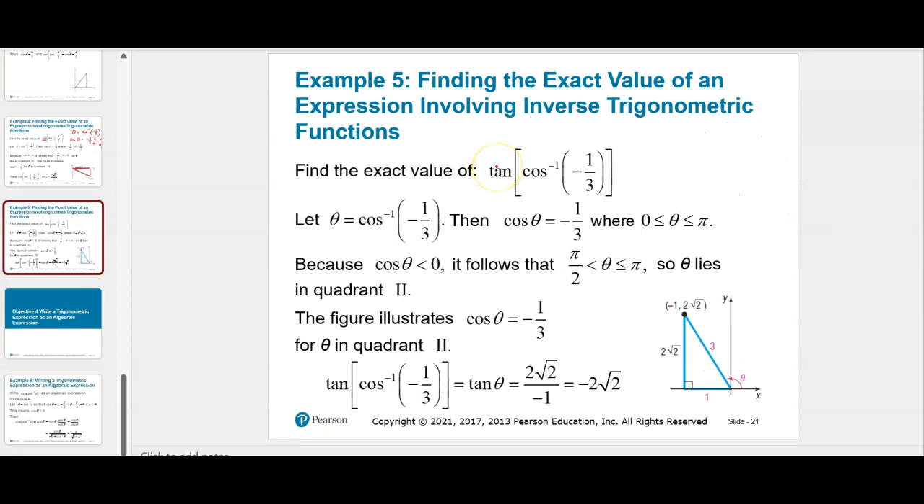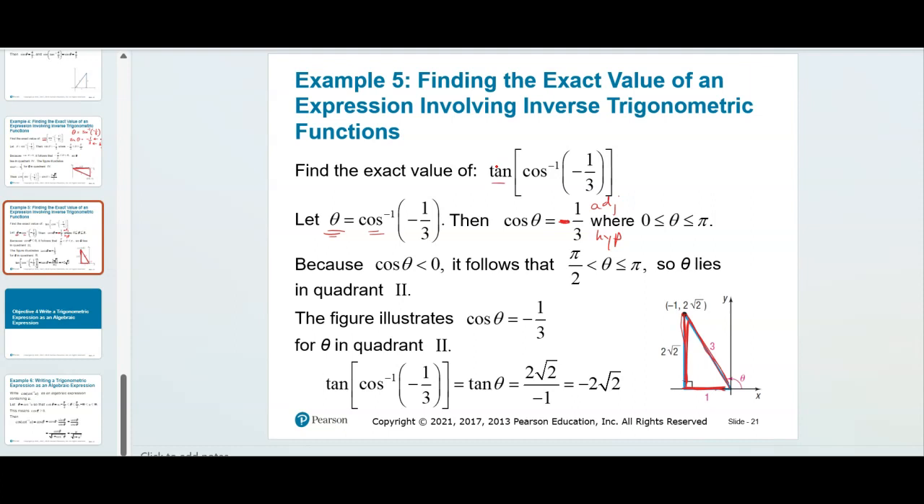Tangent of the inverse cosine. So again, we're going to let theta equal the inverse cosine. Inverse trig function is an angle. So cosine is negative 1/3. That's adjacent. That's hypotenuse. Again, hypotenuse will always be positive. So cosine is the x-coordinate. That means we're going to the left because it's negative. So that's a negative 1. And then doing the Pythagorean theorem again, we get 2 square root of 2 for that number.